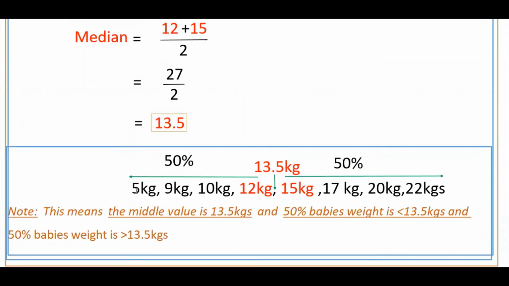That means if you see here, these are the weights, and 13.5 is in the middle of this data. These weights are less than 13.5 kgs. See here, all these kgs are less than 13.5, and these weights are greater than 13.5 kgs. So 50% of babies' weight is less than 13.5 kgs and 50% of babies' weight is greater than 13.5 kgs. And the number of observations also, you can see here 1, 2, 3, 4, here also 1, 2, 3, 4. Number of observations on either side are equal.